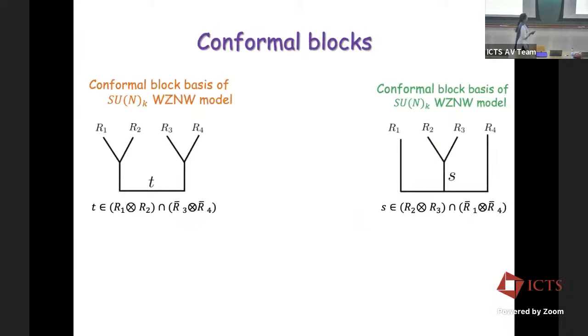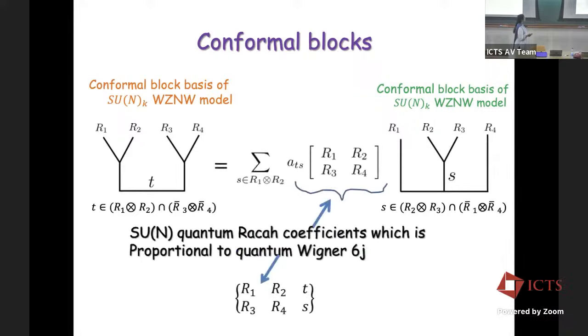So these two are inequivalent bases. Formally I've written T as R1 cross R2, but you have to remember that the K level will also put in some restriction. T should be in the intersection of these two. Similarly, S should be in the intersection of R2 cross R3 or R1 bar cross R3 bar. And these two bases are related by a unitary transformation.